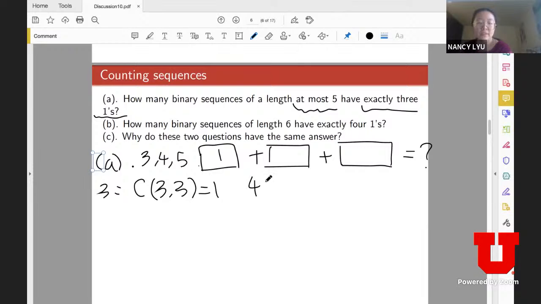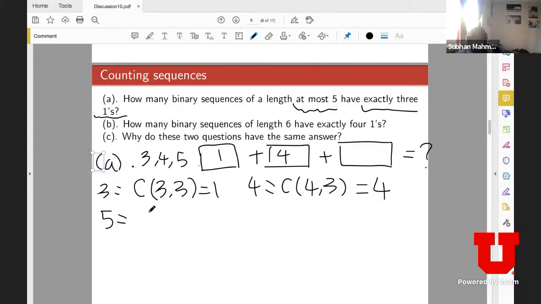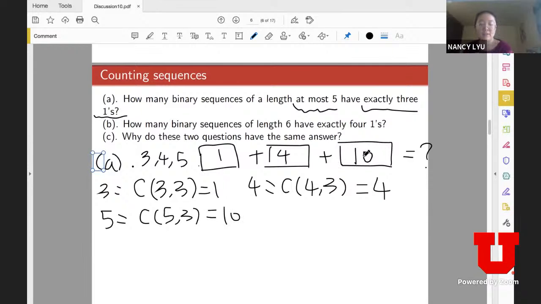And what about length 4? C(4,3). Yep. And this will give us 4. Five: C(5,3). Yep, and this is 10. So in total, we have 15. So we have 15 different binary sequences of length at most 5 with exactly 3 ones.